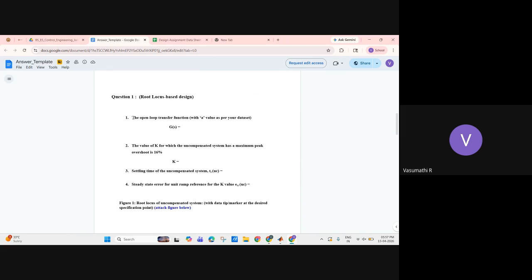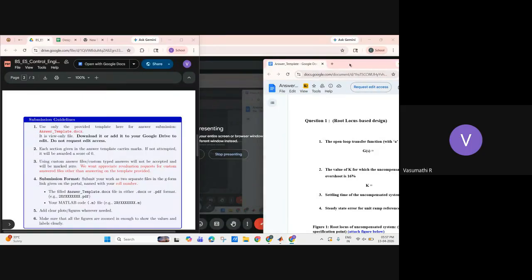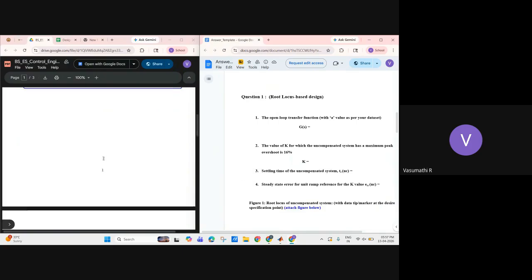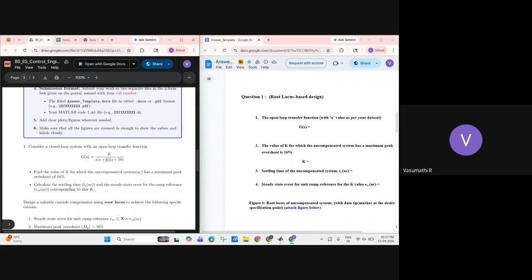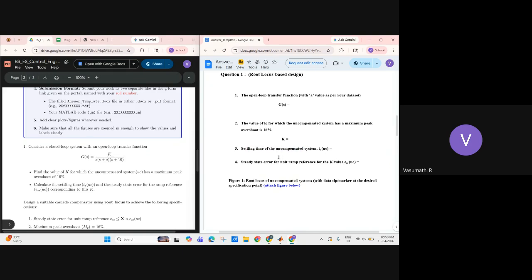So here we have asked for the open loop transfer function with a value. First, you are finding your a from your sheet, right? Write the transfer function with a. That's it. You will get 1 mark for this. Then you find the k value, put the k value here, you will get marks for it. Find the settling time of the uncompensated system, you will get marks for that. And the steady state error for this system, put it here.